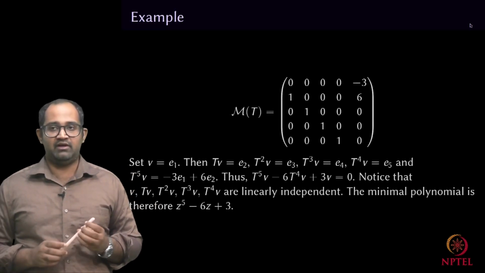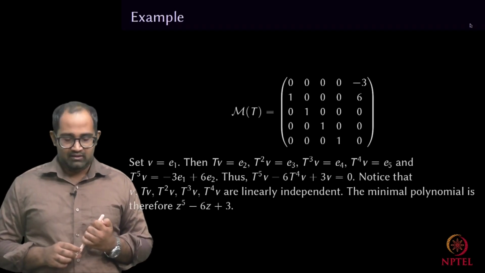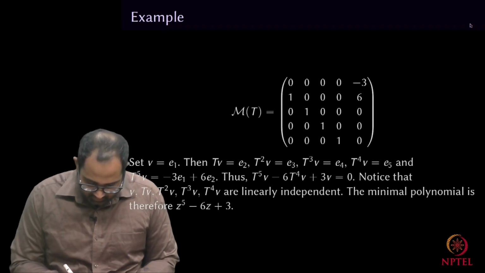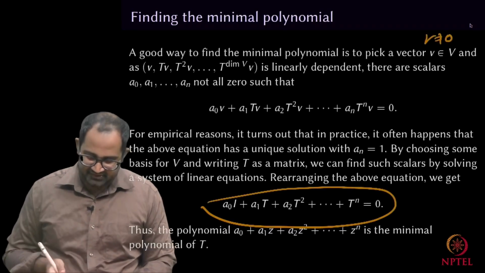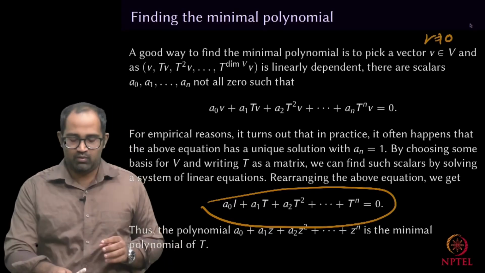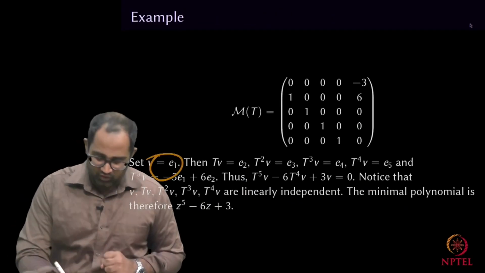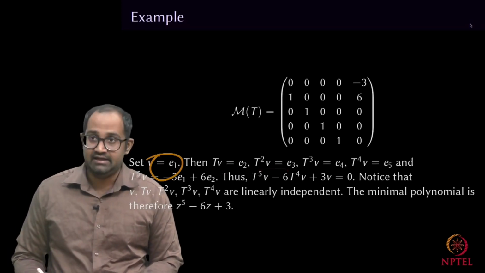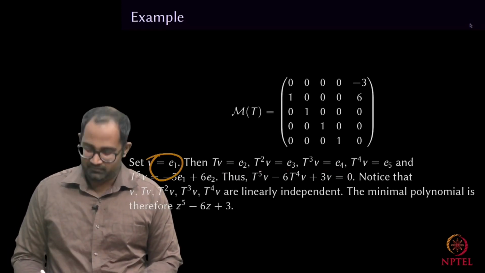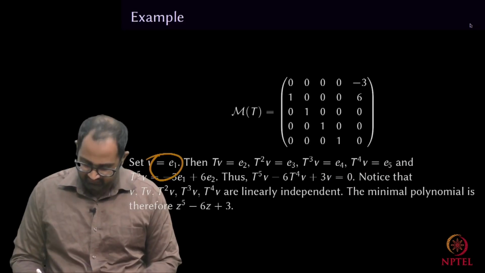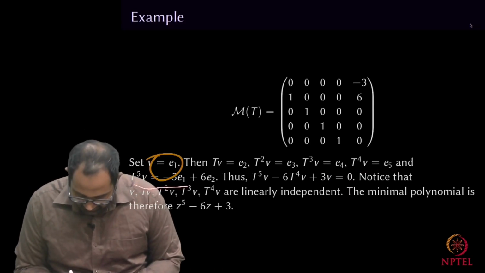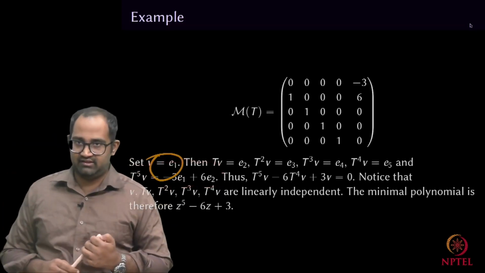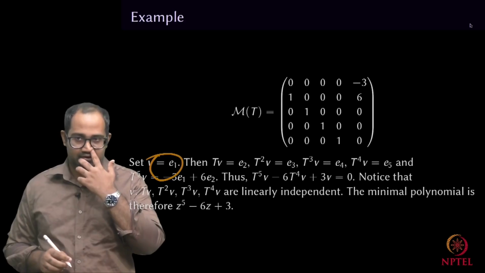Now we are going to try to find out the minimal polynomial. The matrix here is this. So set v equal to e1 in the preceding argument, that's the simplest one. Then you notice that T of v is e2, T squared v is e3, T cubed v is e4, T to the power 4 v is e5, and T to the power 5 v is minus 3 e1 plus 6 e2. This is just a straightforward computation. Just check this. This is completely trivial from the matrix. Okay.